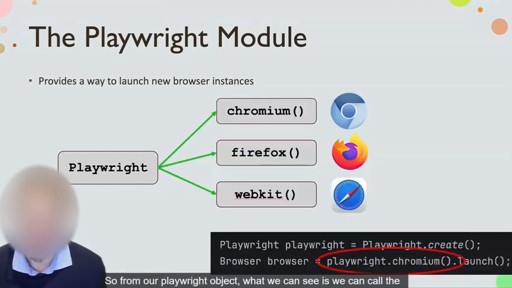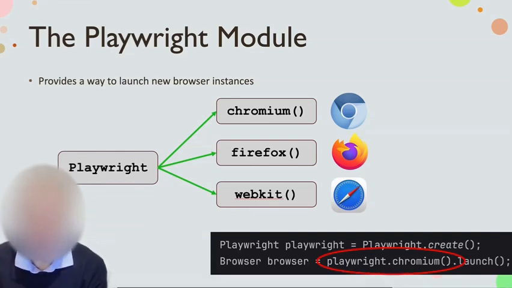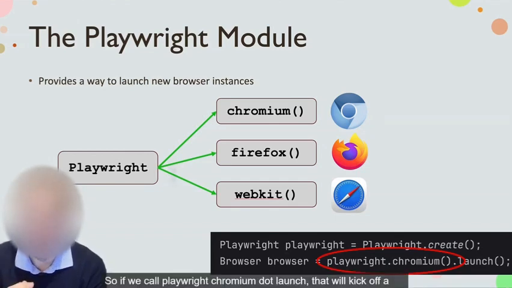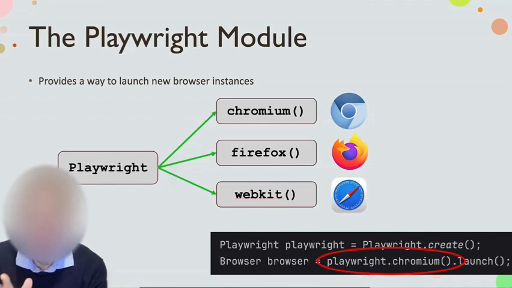So from our Playwright object, what we can see is we can call the Chromium, Firefox, or WebKit methods to launch a particular type of browser that we can see here. So if we call Playwright Chromium.launch, that will kick off a Playwright Chromium browser.